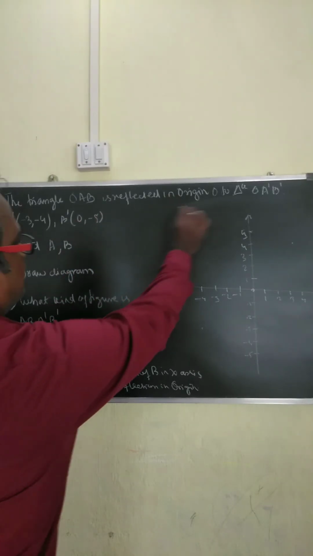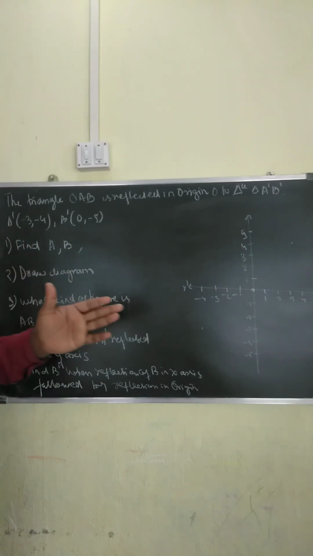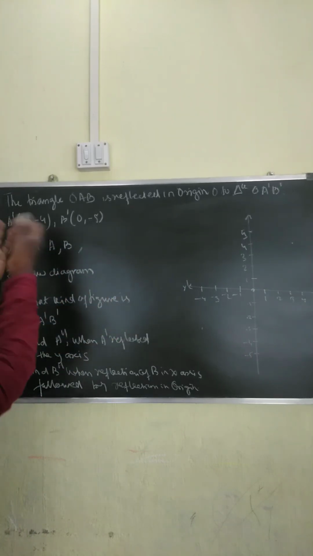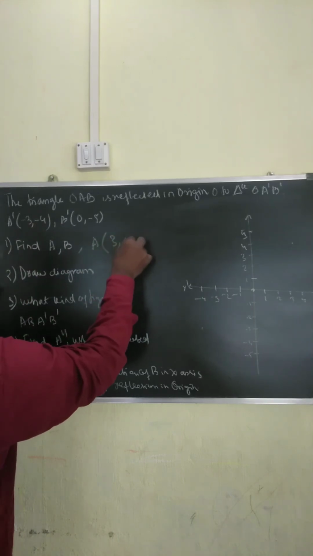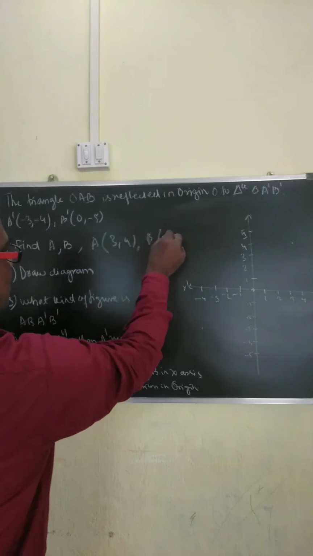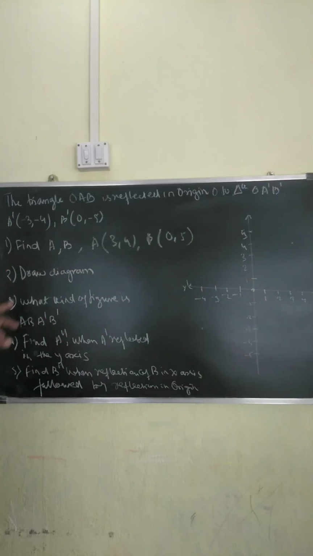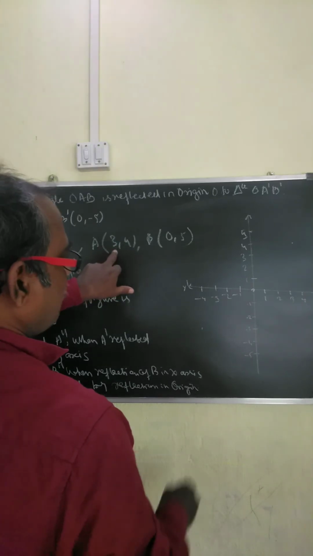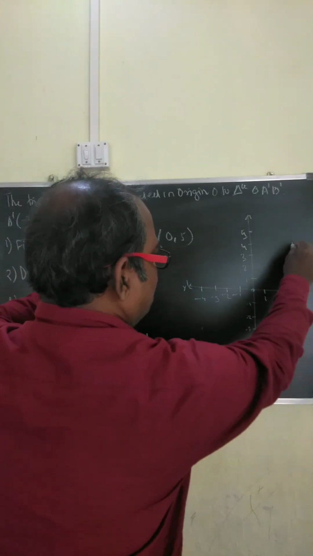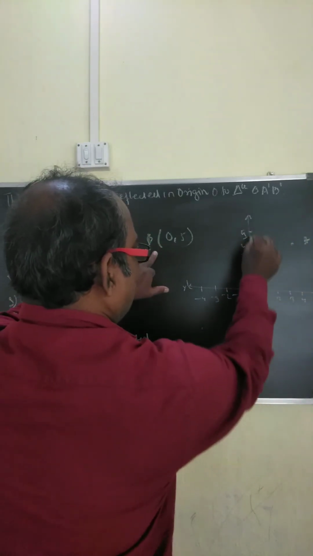Here it has already been given in the question that after reflection in the origin we get A dash. So as I said, after reflection in the origin the signs change. So the point A becomes (3, 4) and point B becomes (0, 5). That you have to write down here. Next, draw a diagram. Here A is (3, 4), this is point A. B is (0, 5).